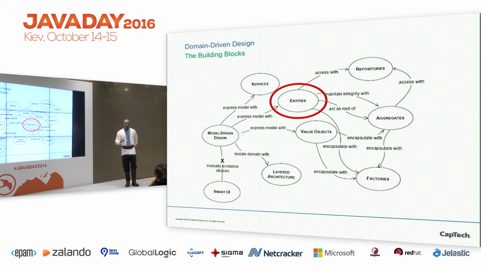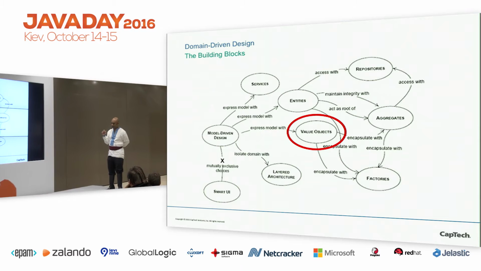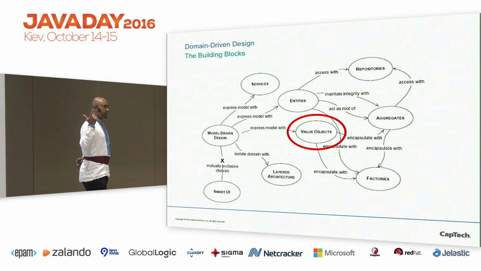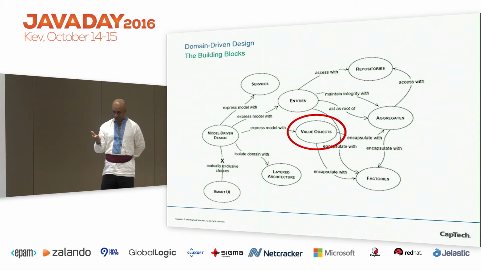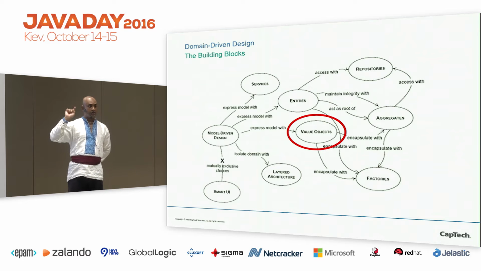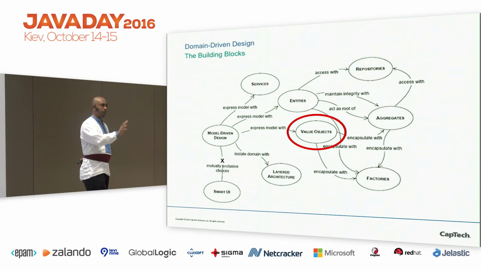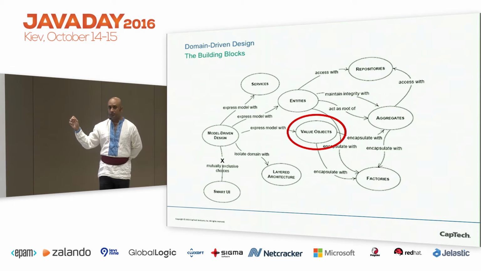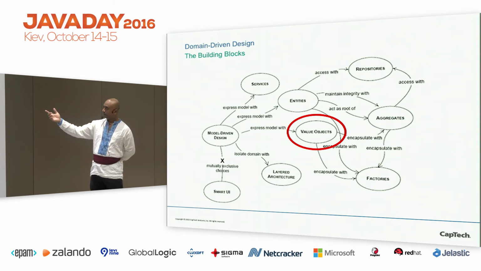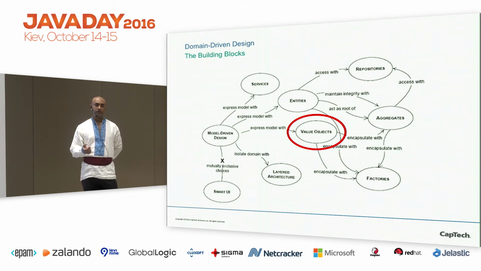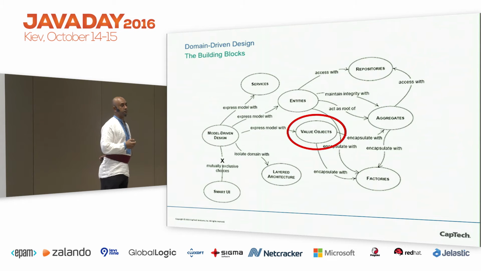A close relative of an entity is a value object. A value object is also a thing or a noun in your system. But there's a core difference between an entity and a value object. The core difference is that while entities have unique identity, value objects do not. Value objects do have data, do have behavior, but they do not have identity. So, question to you: how can this be useful if it does not have identity in an enterprise application? Where does it get its identity from, usually?